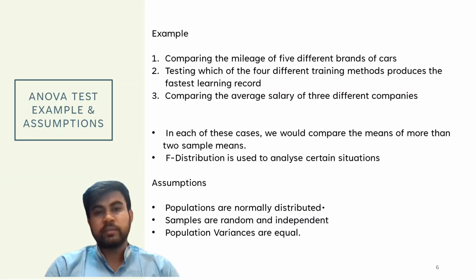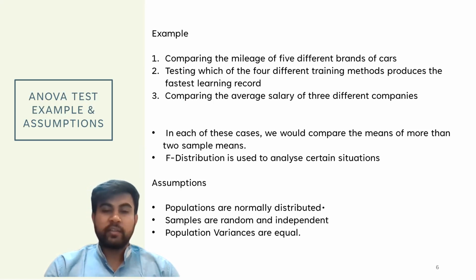Example of ANOVA test and assumptions of ANOVA test. Comparing the mileage of 5 different brands of cars, testing which of the 4 different training methods produces the fastest learning record, comparing the average salary of 3 different companies. In each of these cases, we would compare the means of more than 2 samples. Sample means F distribution is used to analyze certain situations. Assumptions made: populations are normally distributed, samples are random and independent, and population variances are equal.